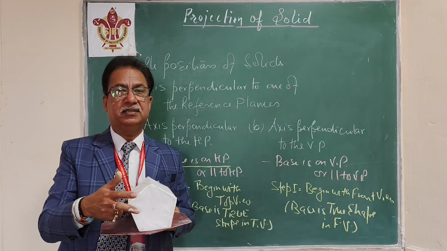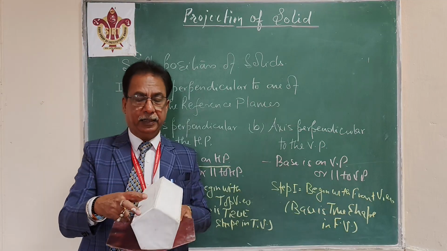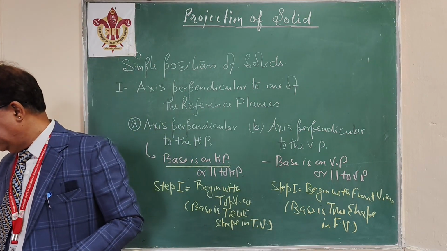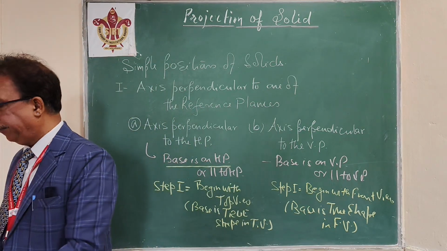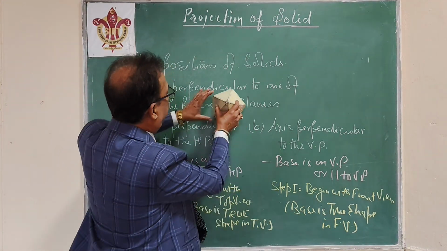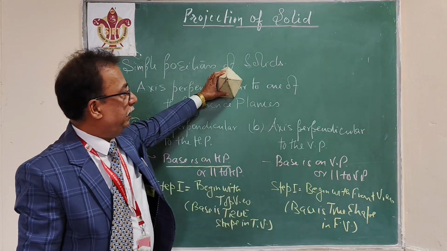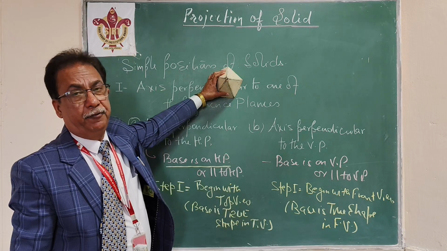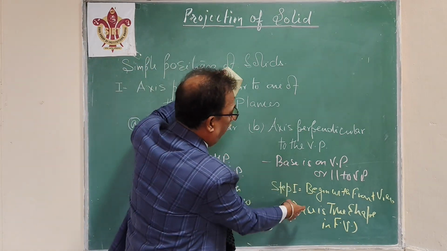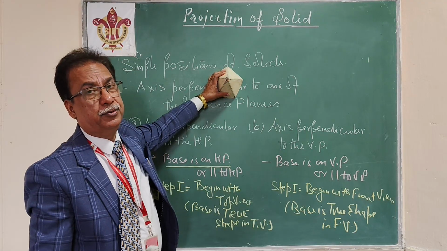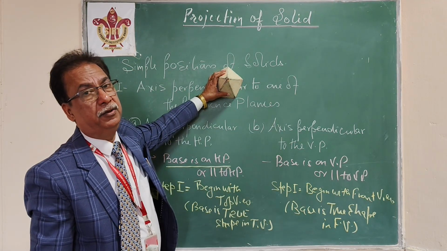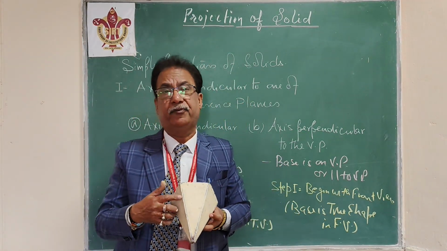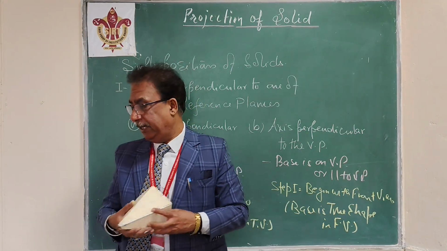Axis perpendicular to VP: start with the front view, draw this pentagon, then with the help of that we draw the top view, that will be a rectangle. Similarly, suppose I keep this pentagonal pyramid like this. Now look at the figure, the base of the pyramid will be on the VP, so again the base will be true in the front view, so we should start with the front view. Firstly draw the front view, that will be a pentagon, then draw the top view, that will be a triangle. Now the apex will be on the lower side of that.